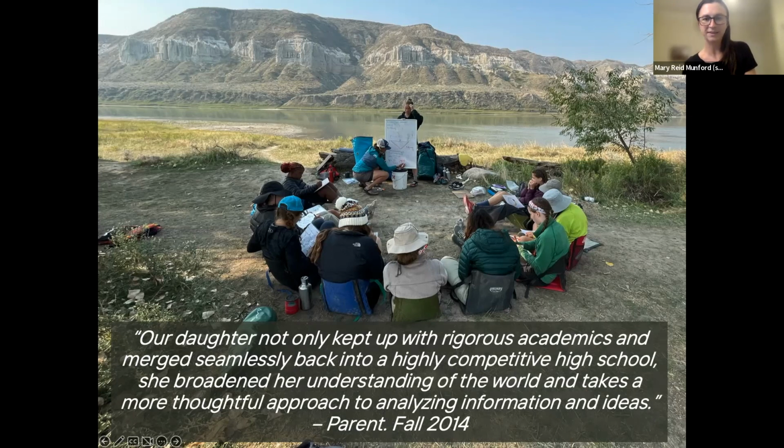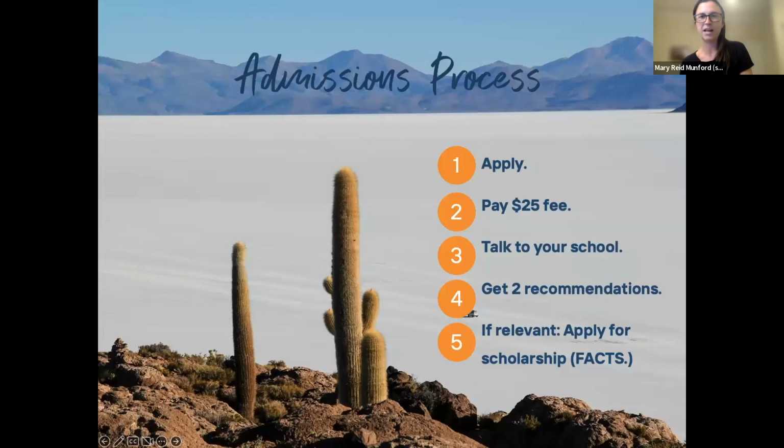Then I'll just do one last slide before we open it up for Q&A, so you have an idea. The admissions process is kicked off. The application went live last week, and it's open until February 15th. Here are the steps. There's an application for a student to fill out. It has some short questions and then a few longer answers. There's a $25 fee. And then you start talking to your school.